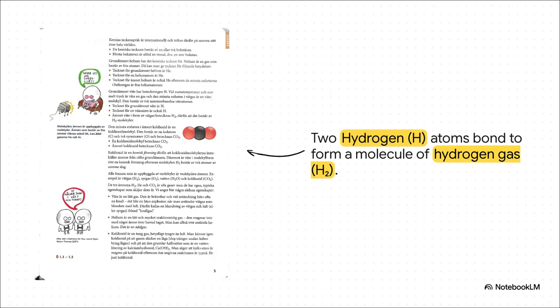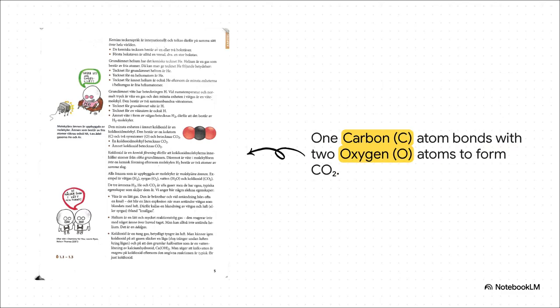Here's a perfect example of that first way. You can see how two individual hydrogen atoms can bond to form a single molecule of hydrogen gas. The oxygen we breathe is the same idea. It's just two oxygen atoms bonded together. And here's that second way, which is way more common. You take one atom of carbon, you bond it with two atoms of oxygen, and boom, you get a molecule of carbon dioxide. A completely new substance, a compound, created from its basic parts.